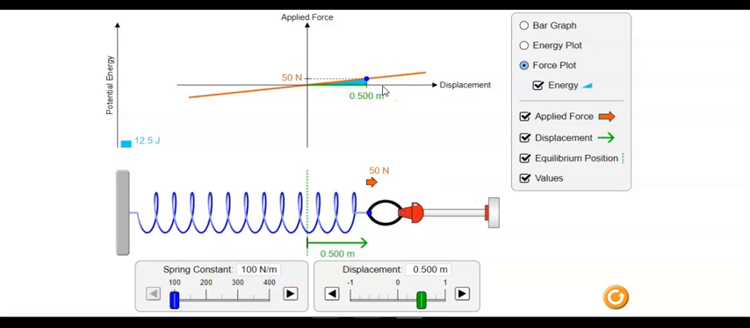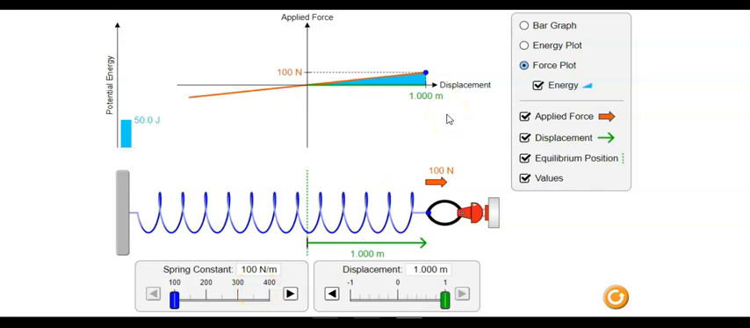Now, as a quick check, I could show you that if I backed the spring down to a displacement of 0.5 meters, it only required 50 newtons of force, and 50 divided by 0.5 is still 100 newtons per meter. So the proportionality remains the same throughout the entire extension of the spring.